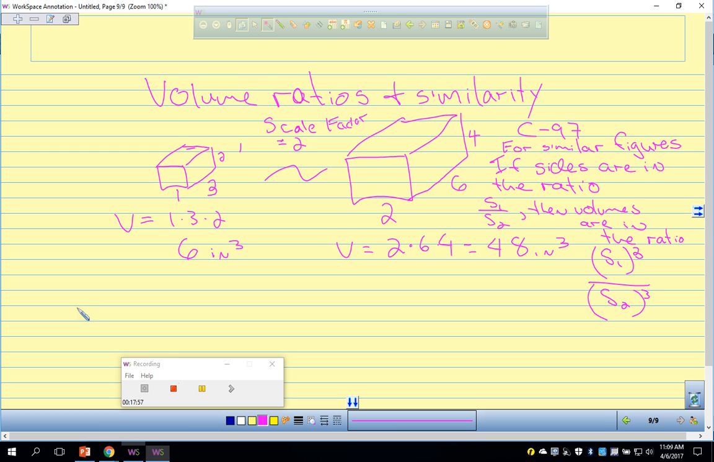So if the sides are in the ratio 1 to 2, then the volumes are in the ratio 1 to 8. I keep getting these notifications.